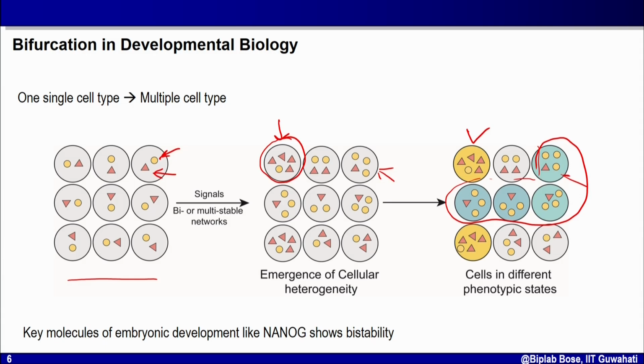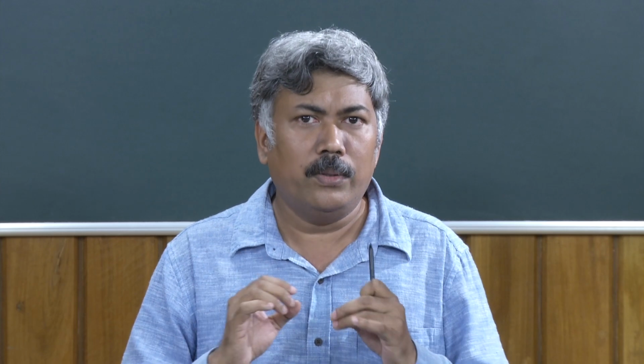This type of observation we have made not just theoretically; people have studied this type of behavior for different molecules like Nanog, which is a key transcription factor involved in differentiation of mammalian systems, even in humans. In those cases, we have observed that the network which controls the expression of this protein is bistable, and with a proper signal, this bistability can give rise to two subpopulations of cells having a bimodal distribution.